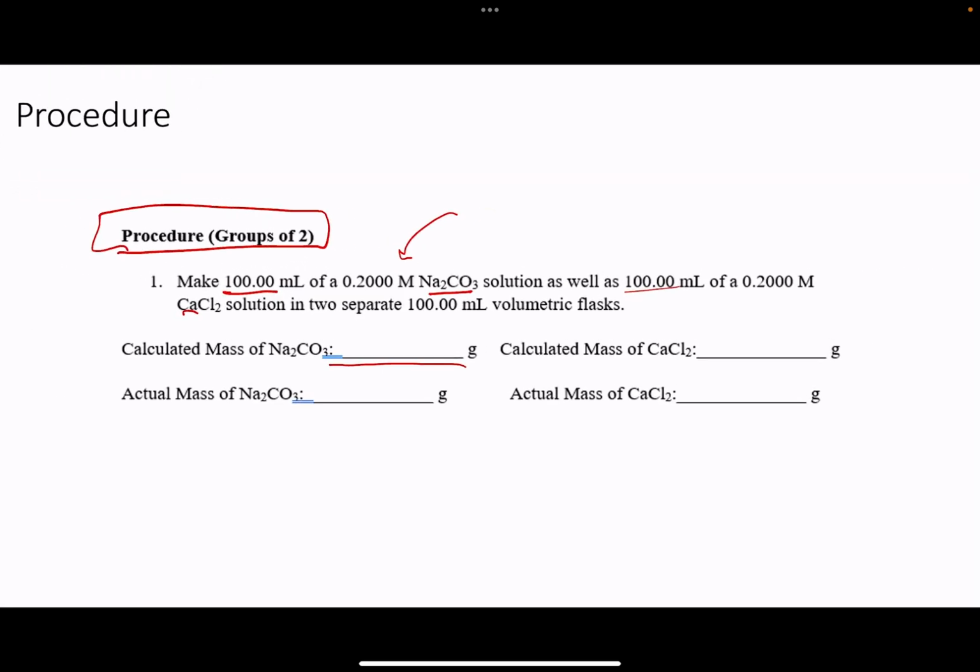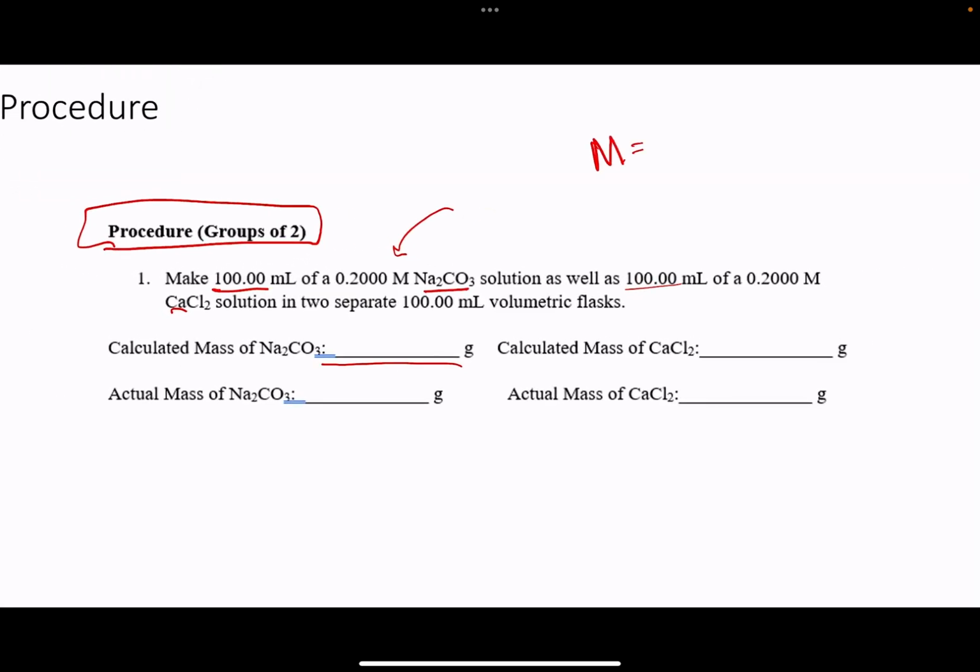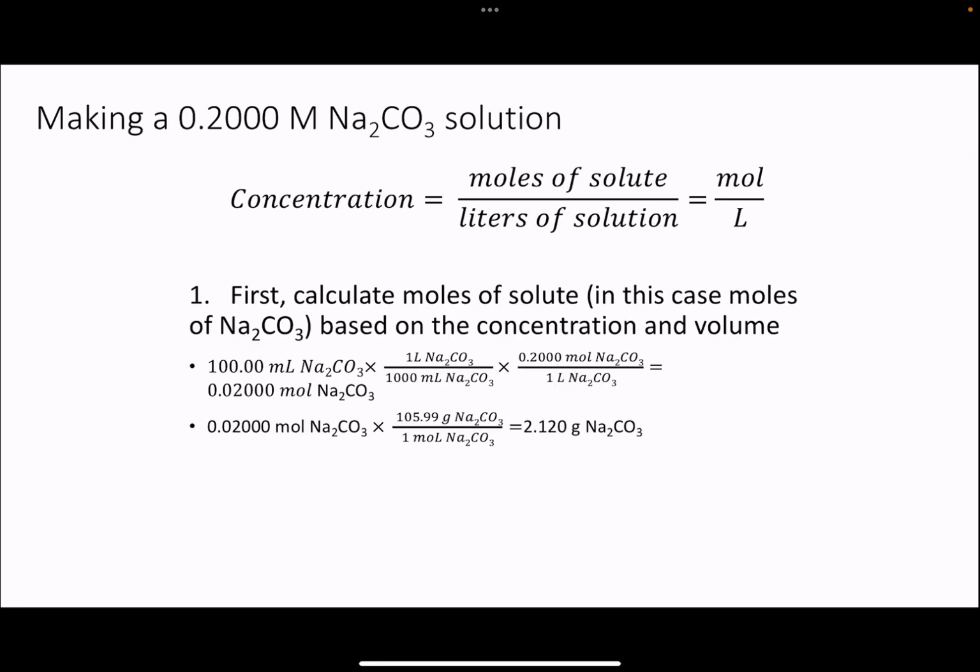Capital M is moles over liters. Look at this, we have 0.2 molar and 100 milliliters. We need that volume in liters, and I'll go over the math again in the next slide, but we can just use 0.1 L, and then we're left with moles. It's a simple conversion. And then from moles, we can go to grams and weigh it out. So let's look at that.